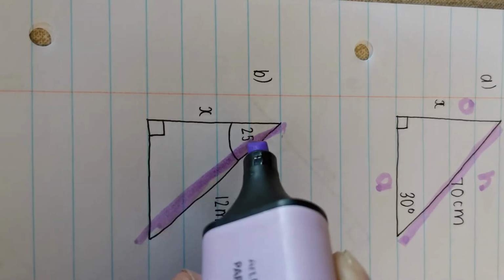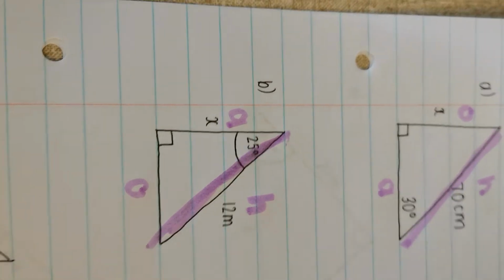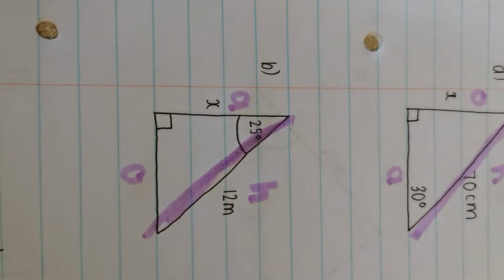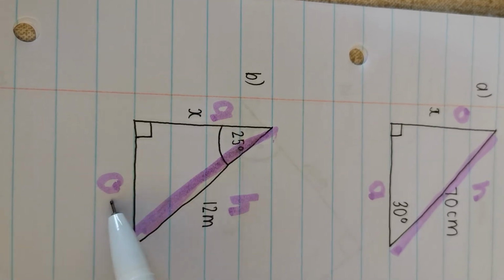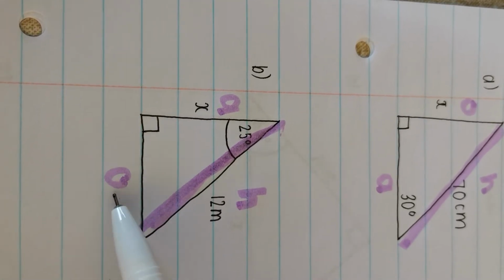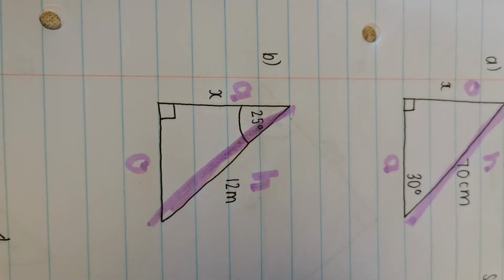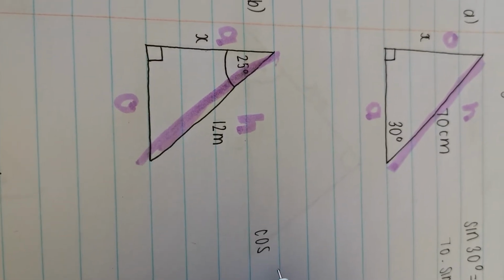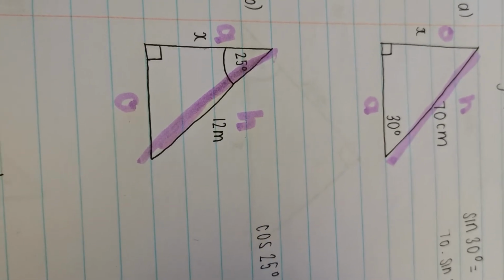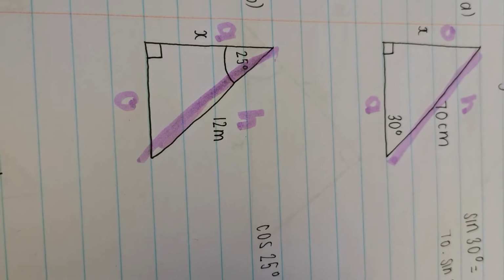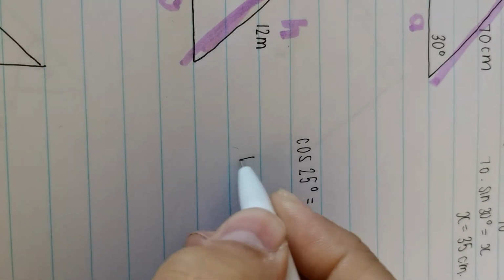This is my reference angle, so opposite is here and adjacent is over there. Looking at these, this time I'm given information about the adjacent and the hypotenuse. There's nothing with the opposite, so I don't need this one. What links adjacent and hypotenuse is cos. So cos of 25 degrees is adjacent, which is x in this case, over hypotenuse, which is 12 in this case. I need to get x alone, so 12.